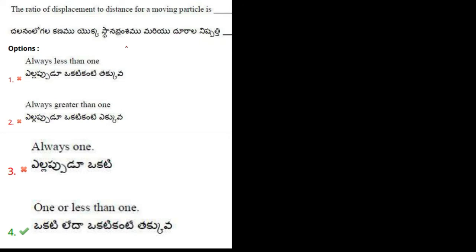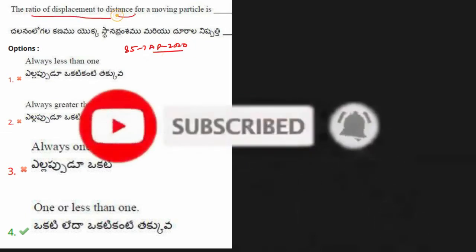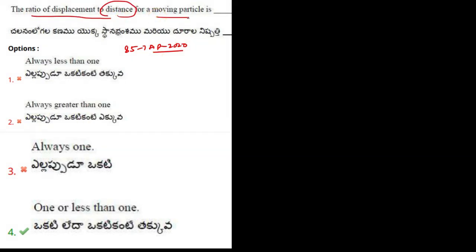Hi everyone, in this video we are going to discuss question number 85 of AP EAMCET 2020. In this question it is said: the ratio of displacement to distance for a moving particle is... To solve this, we have to know what displacement actually is and what distance actually is. If we know the definitions of these two, we can solve this problem very easily.